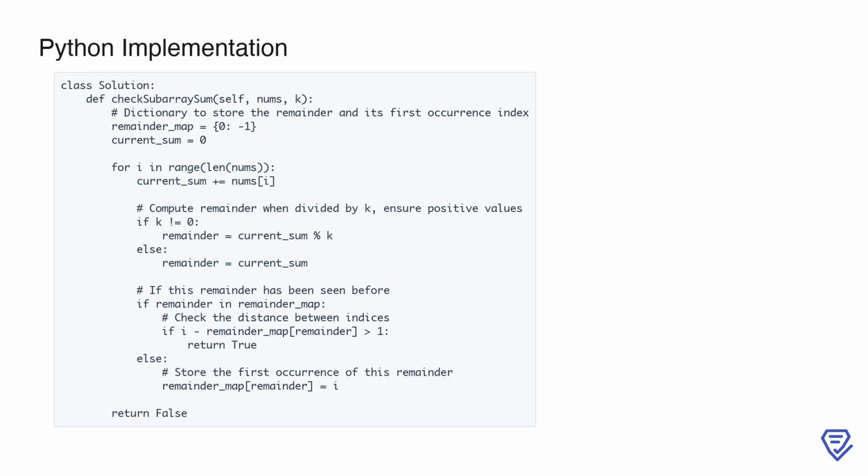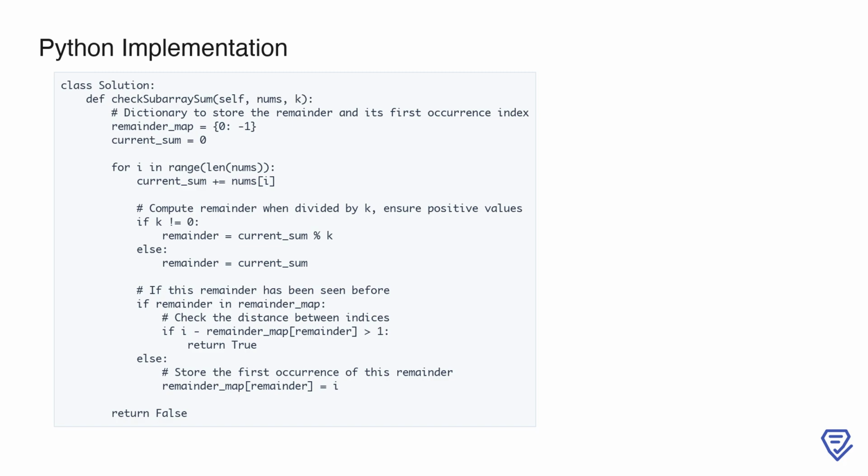4. Check for repeated remainders. If the current remainder has been seen before, check the distance between its previous occurrence and the current index. If the distance is greater than 1, a valid subarray exists. Return true immediately. 5. Store new remainders. If the remainder hasn't been seen before, store it in remainder_map with the current index as its value. 6. Return false if no subarray found. If the loop completes without finding any valid subarray, return false.